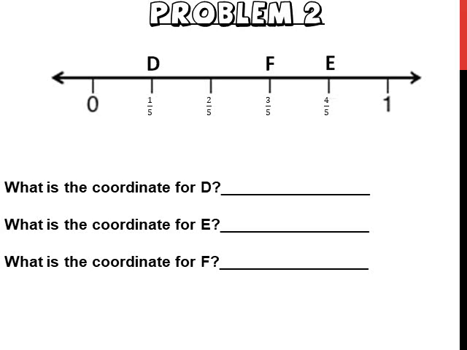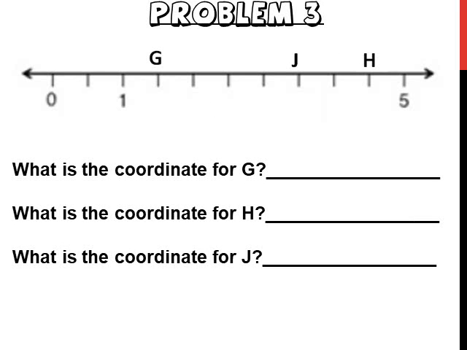Now that you have that written down, let's find the coordinate for each of these letters. The coordinate for D is 1/5. The coordinate for E is 4/5. And the coordinate for F is 3/5. Easy enough.